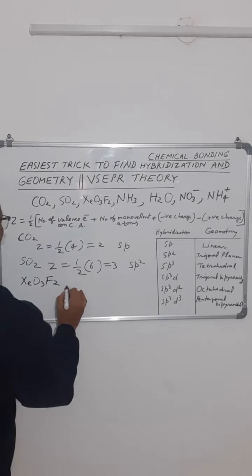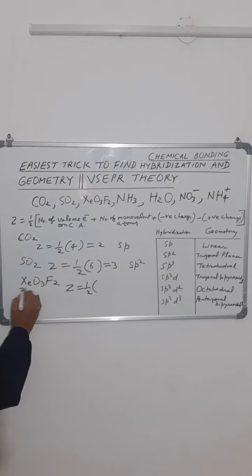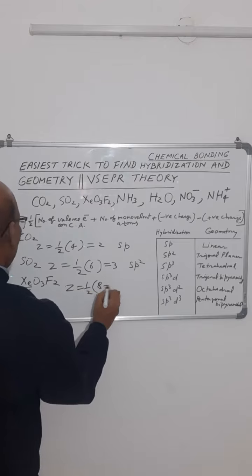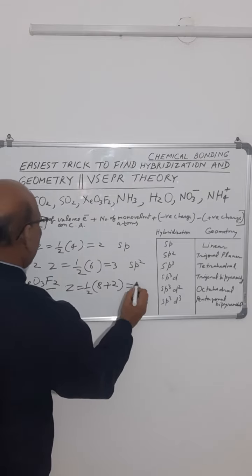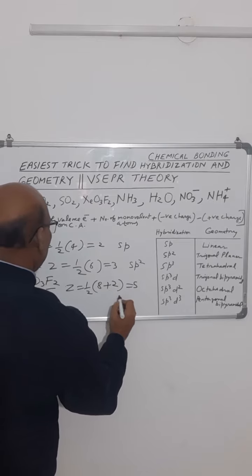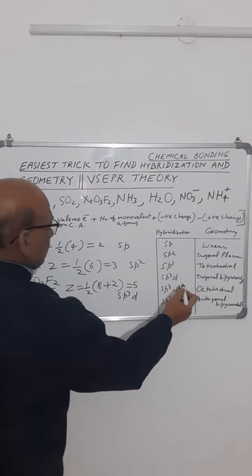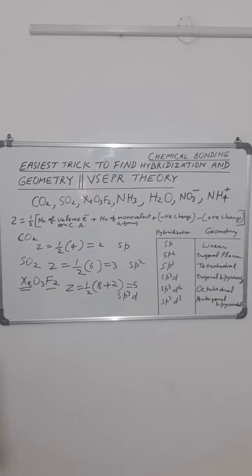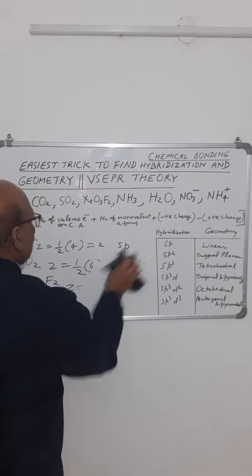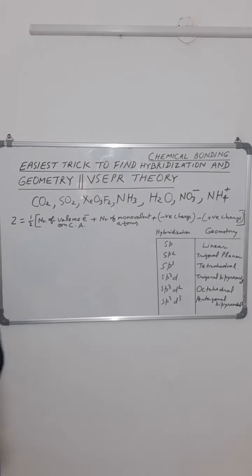इसमें अगर हमें z निकालना है then z will be nothing but half into number of electrons on central atom that is xenon it is 8 plus number of monovalent atoms that is 2, so this is 5 and the hybridization will be sp3d. Okay, and the geometry will be trigonal bipyramidal. Next example ले लेते हैं हम. So that is how quickly we can find out the hybridization and the corresponding geometry.